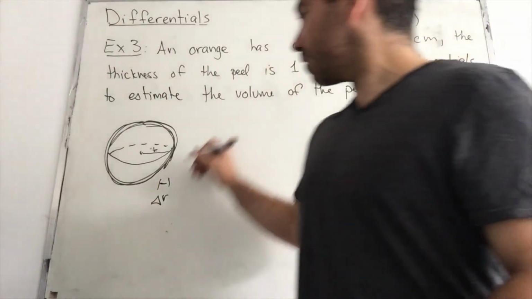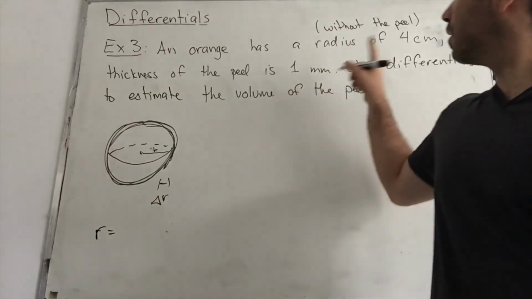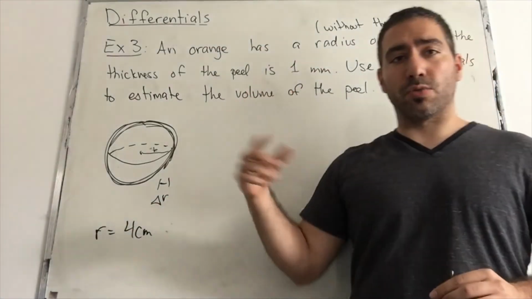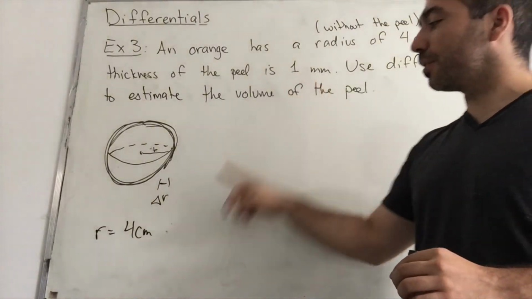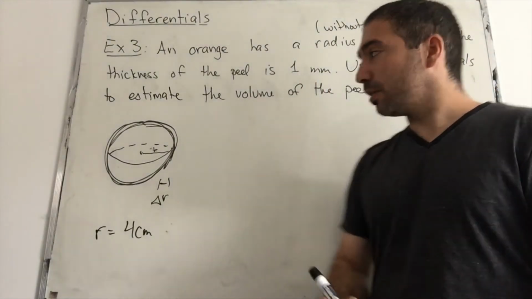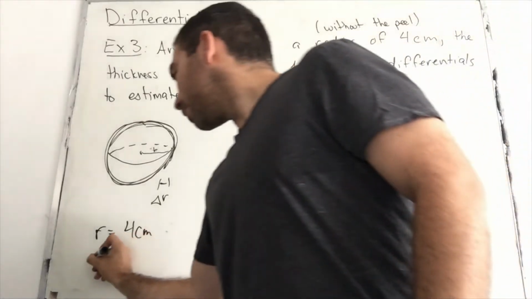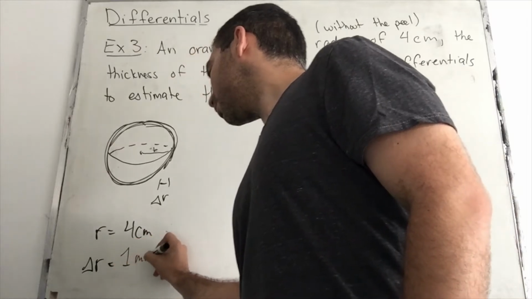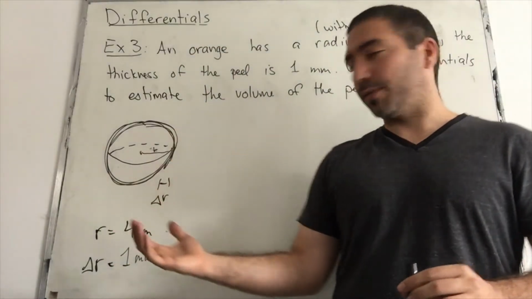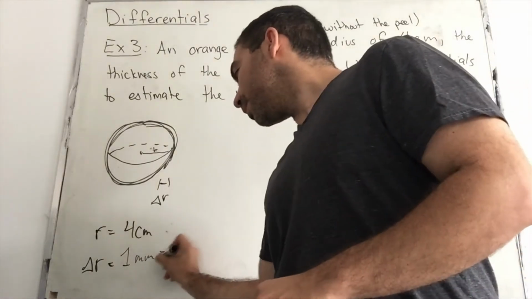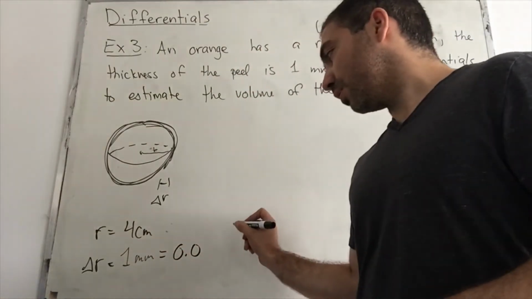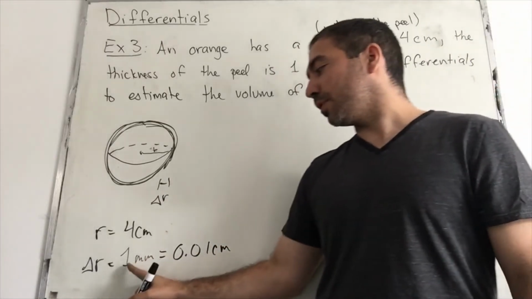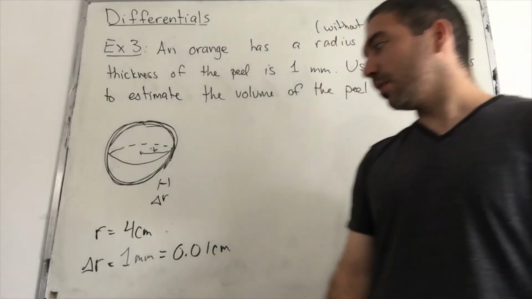So we know that the radius, based off the information, is 4 centimeters. And we know that the thickness of the peel is 1 millimeter. So we have to be careful. We have to ensure that we convert and we use the same units. So 1 millimeter, that's our delta r. So you could either put everything in millimeters or you could put everything in centimeters. Let's go to centimeters. So 1 millimeter is equal to 0.0121 centimeters. Okay, so you move the decimal, which is after the 1, twice to the left.